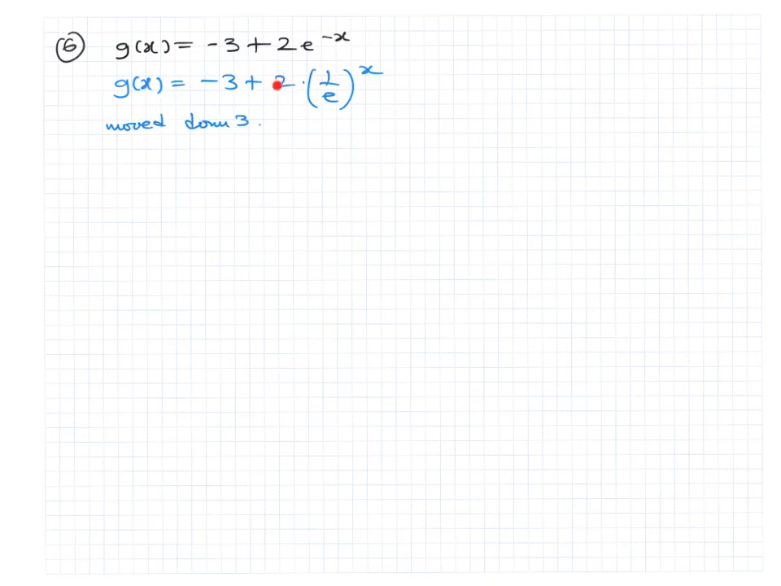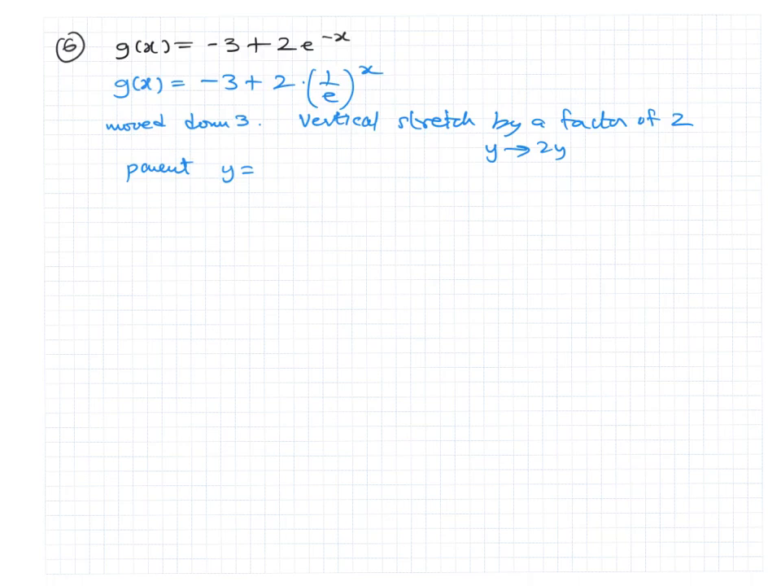And the 2 out front is not attached to x, so it's changing y. It's going to be a vertical stretch by a factor of 2, which means y is going to become 2y. So now the parent, after all that, y equals, and I'm using this version, 1 over e to the x.